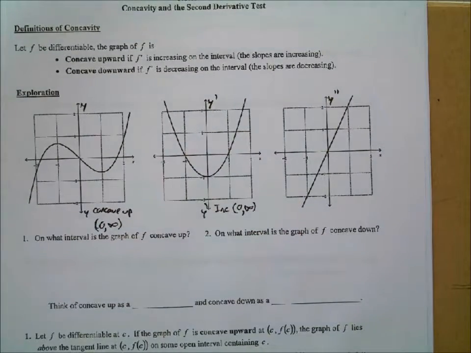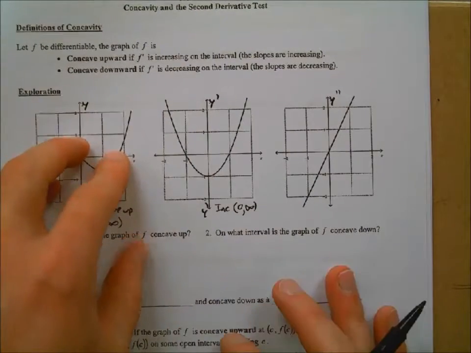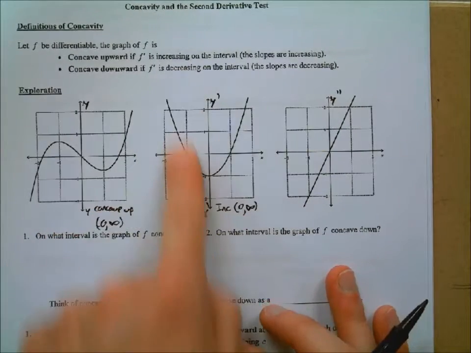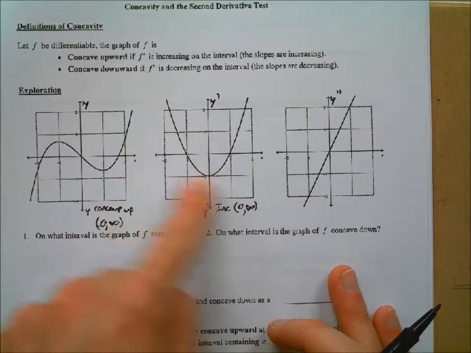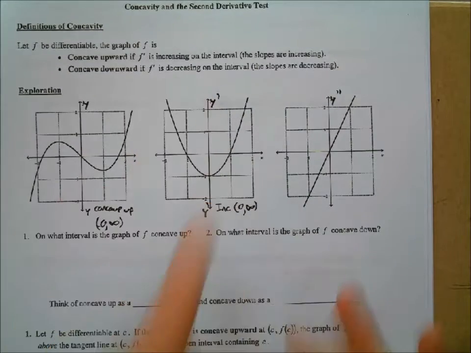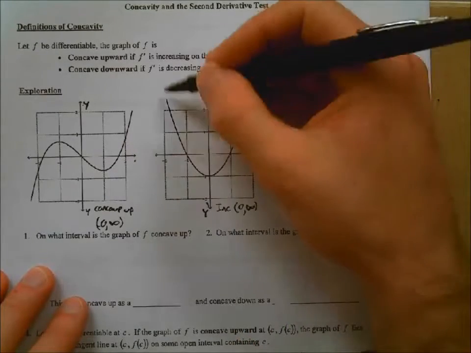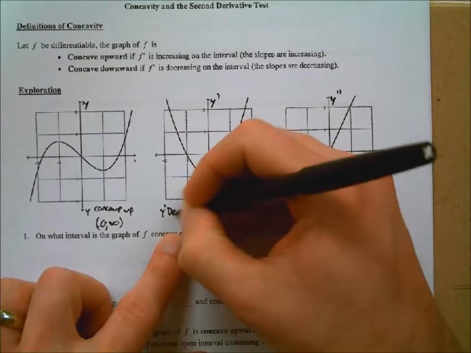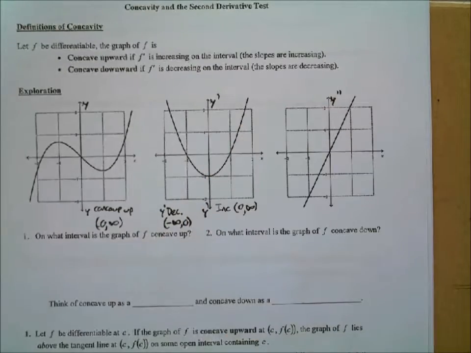Okay? Now let's determine where our function is concave downward. Our function is concave downward if f prime is decreasing. Okay, here's our graph of f prime. What are the intervals for where this function is decreasing? Negative infinity to 0, right? So y prime is decreasing from negative infinity to 0.